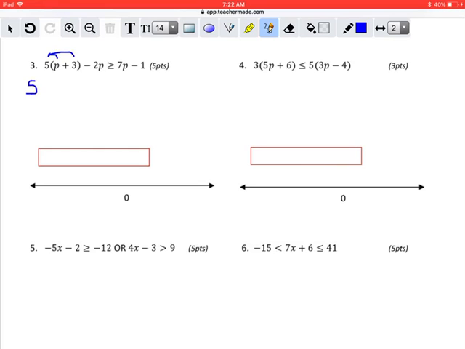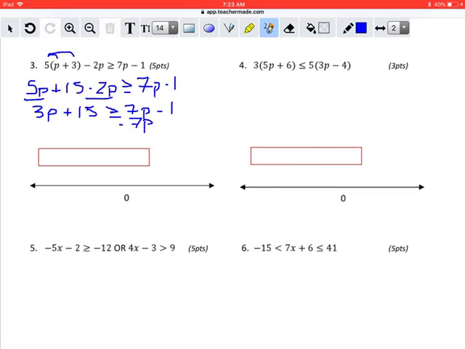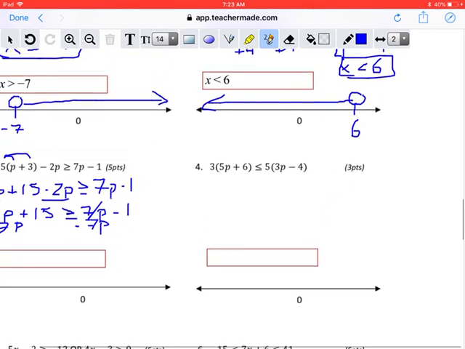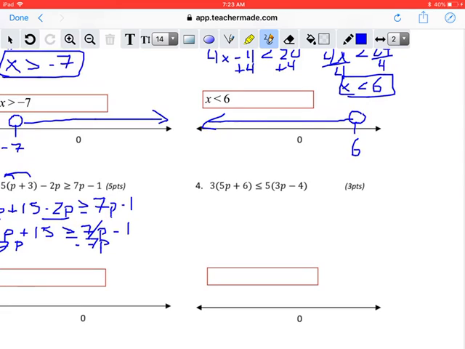So 5 times p is 5p. 5 times 3 is 15. Minus 2p greater than or equal to 7p minus 1. Okay, so combine like terms. We've got 3p plus 15 greater than or equal to 7p minus 1. Again, I want to get the variable on one side, so I'm going to subtract 7p over here. I want the variable on the left side here.